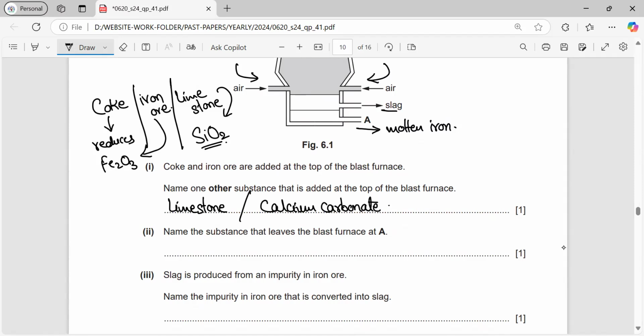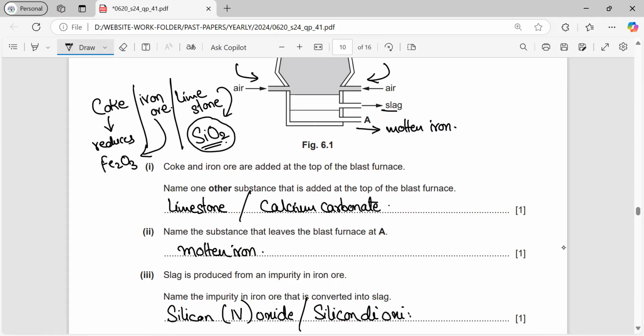Name the substance that leaves the blast furnace at A. It's molten iron. Slag is produced from an impurity in iron ore. Name the impurity in iron ore that is converted into slag. I just told you right now that the impurity in hematite ore is silicon oxide or silicon dioxide. So we will name it silicon(IV) oxide, or it can also be written as silicon dioxide. Do not write the formula when they ask you about the name of the substance.